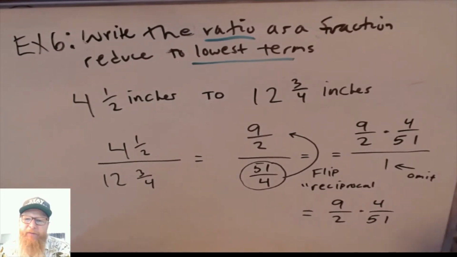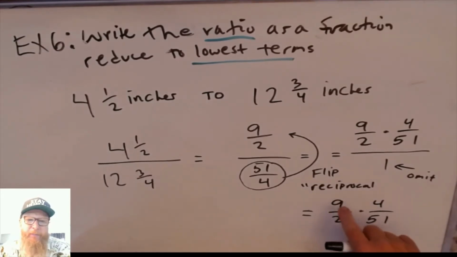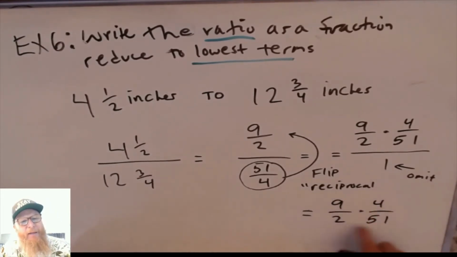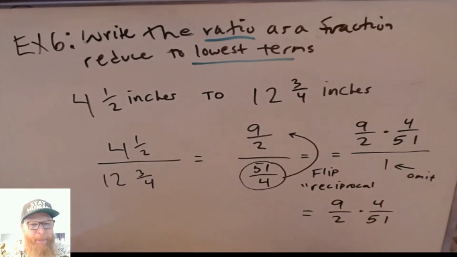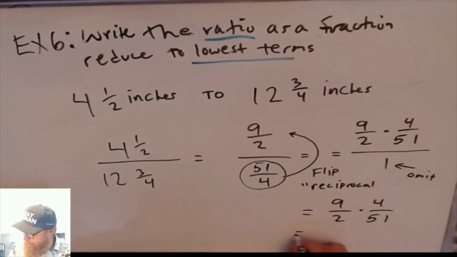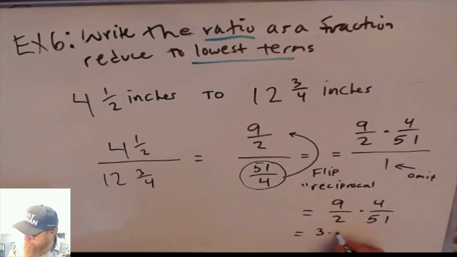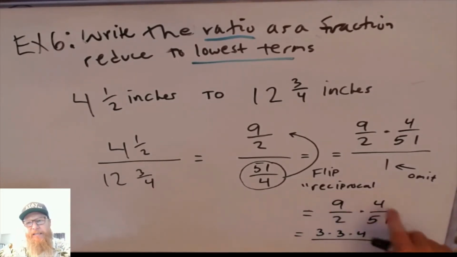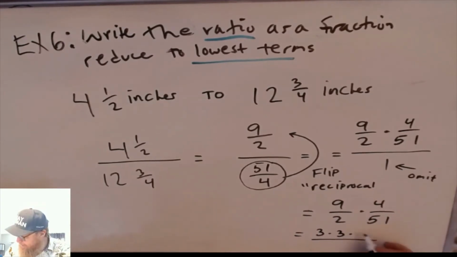Now, take my advice, or I hope you take my advice. If you multiply these, you're going to get big numbers, and then you're going to just have to work harder. All right. So don't actually multiply them. Instead, factor them out. The numerator is 3 times 3 times 2 times 2. Yeah, 3 times 3 is 9. 2 times 2 is 4.